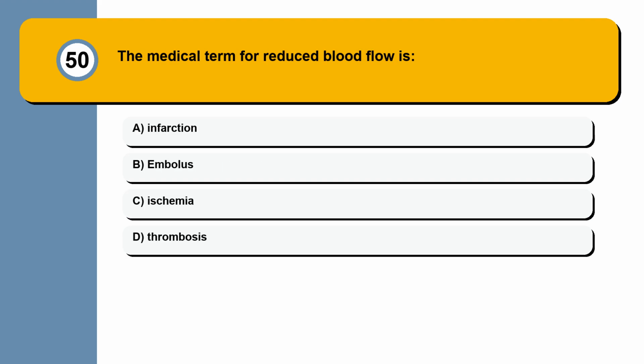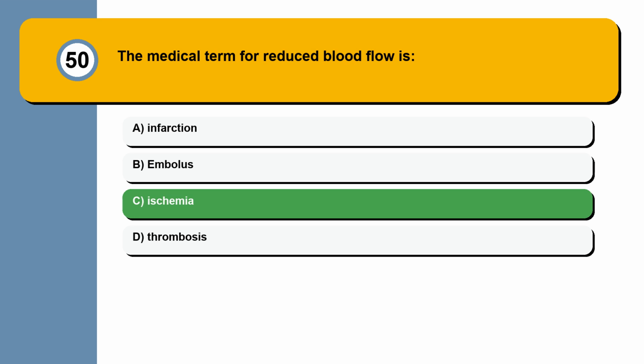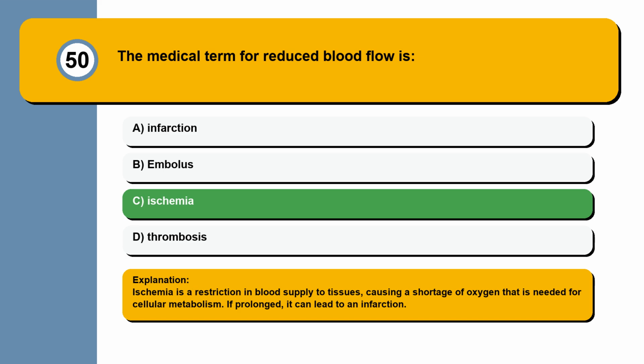Question 50. The medical term for reduced blood flow is. Here are your options. Option A, infarction. Option B, embolus. Option C, ischemia. Option D, thrombosis. The correct answer is option C, ischemia. Explanation. Ischemia is a restriction in blood supply to tissues, causing a shortage of oxygen that is needed for cellular metabolism. If prolonged, it can lead to an infarction.